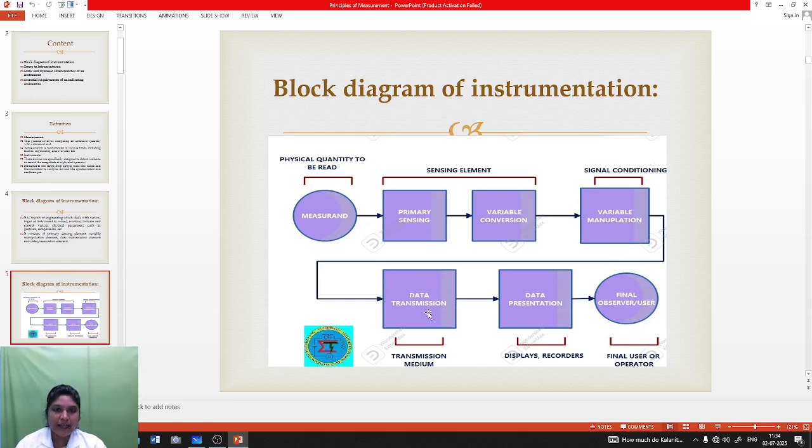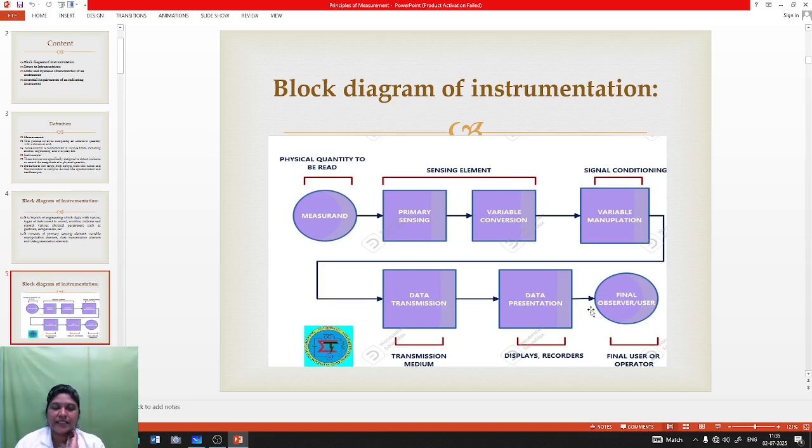Next comes the data transmission stage. In this stage, it transmits the data from one stage to another. This is called the intermediate stage, where the variables from the manipulation conversion are transmitted to the next stage, that is the data presentation stage. Through the communication channel we transmit the signal, and that is called a transmission medium or data transmission.